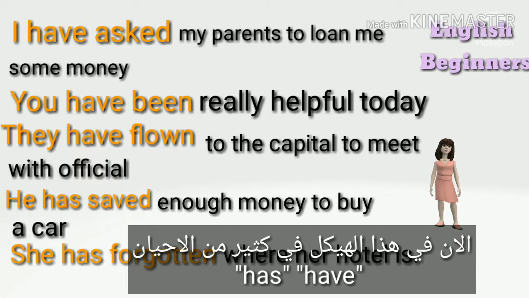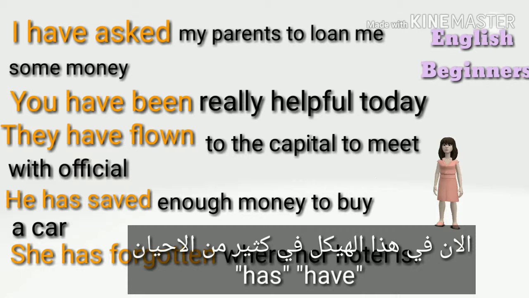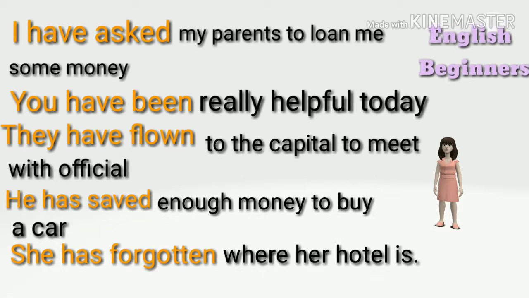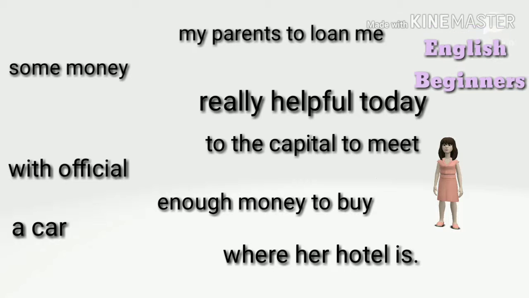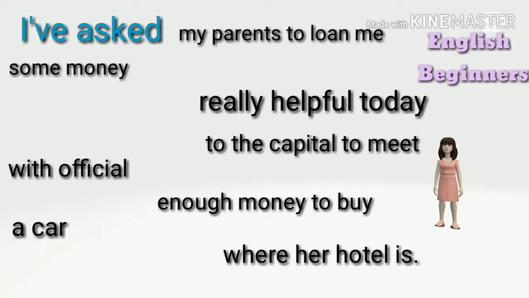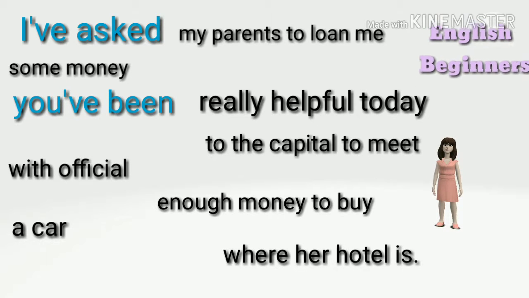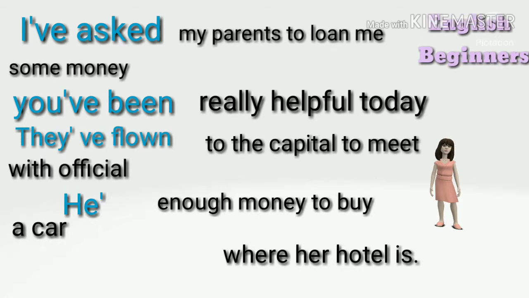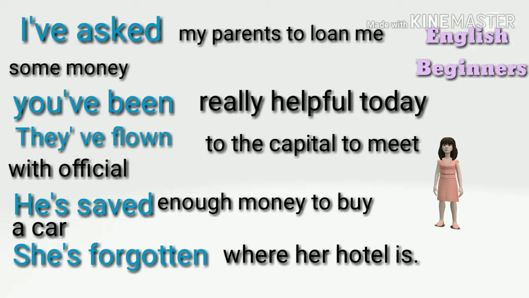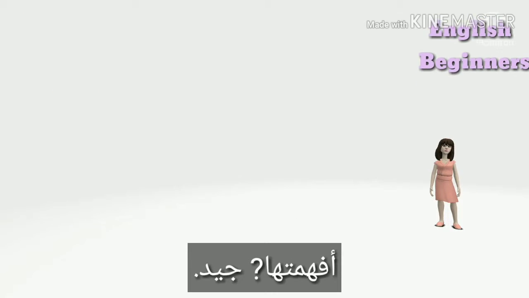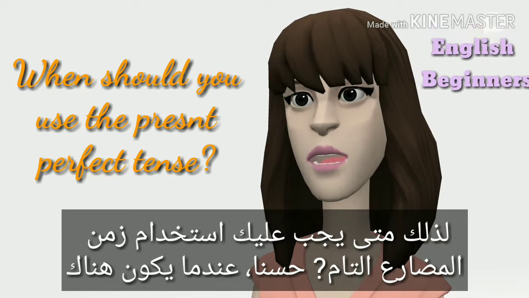Now, in this structure, often have and has are contracted to 've and 's. I've asked. You've been. They've flown. He's saved. She's forgotten. Got it? Good. So when should you use the present perfect tense?